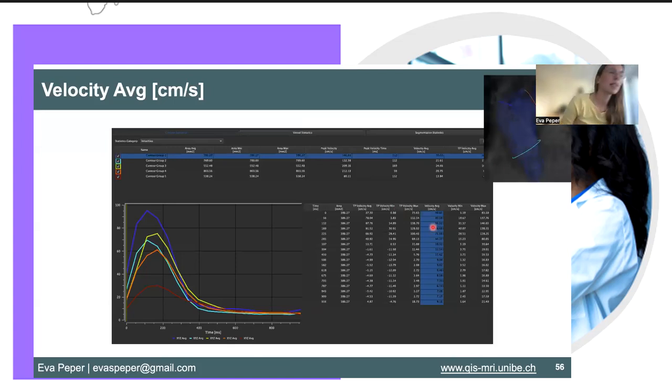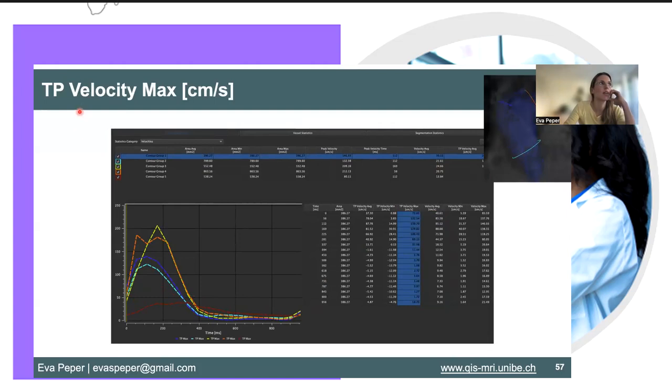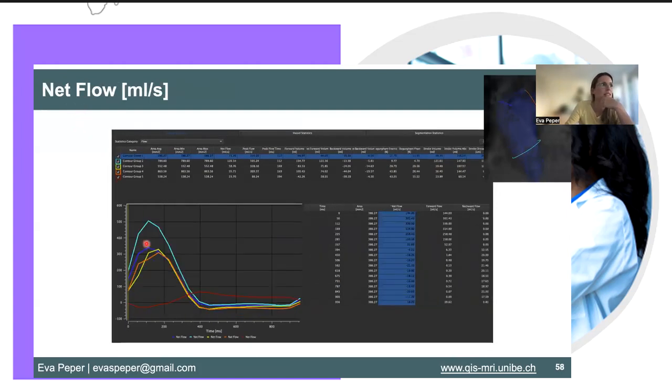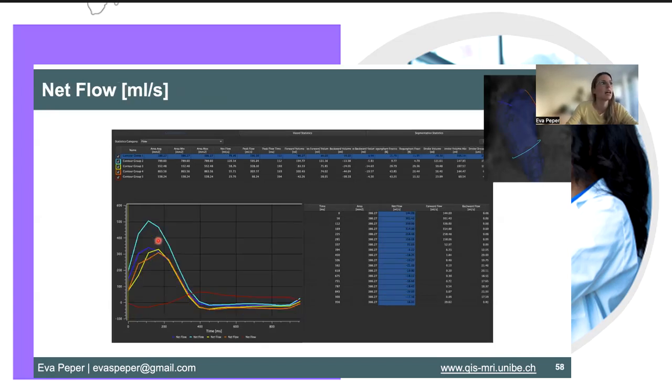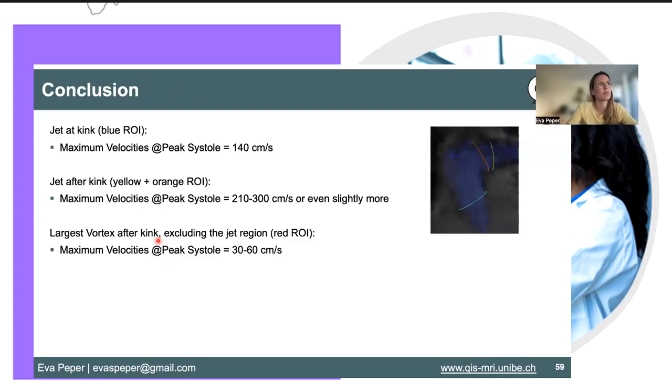Yeah, you can analyze the velocity at these different positions in this software. Sometimes you have to do some corrections. So this was, for example, the average velocity for each of these ROIs. This was the through-plane maximum velocity. And you saw here in this orange one that we actually had one of these aliasing artifacts, which I didn't mention here, but this was something incorrect. We have the net flow. Yeah, so that's basically what you can get out of the velocity values.